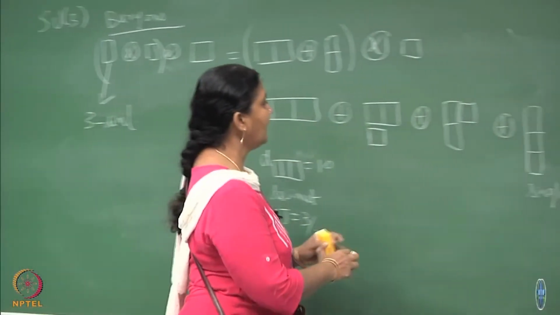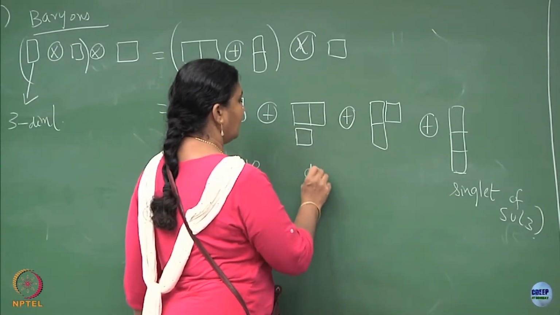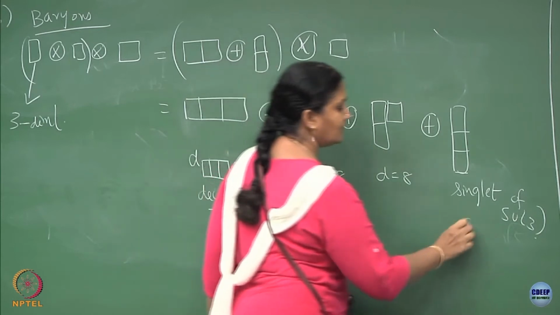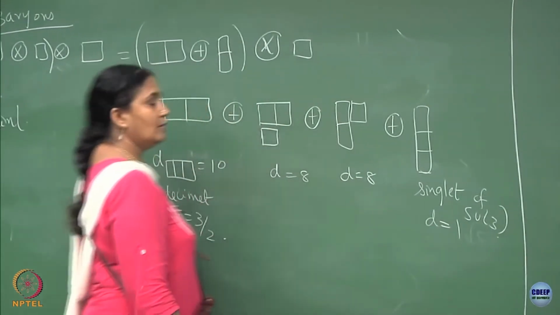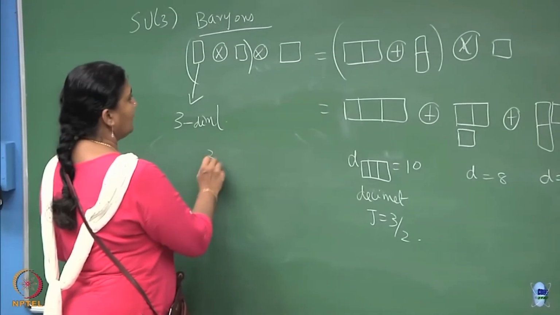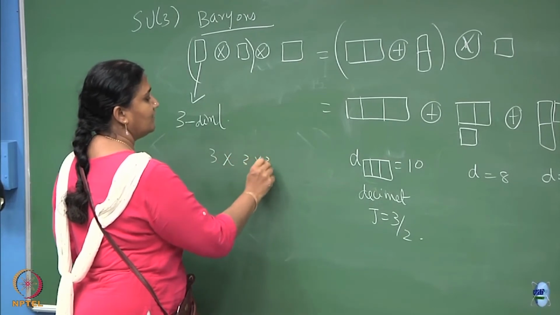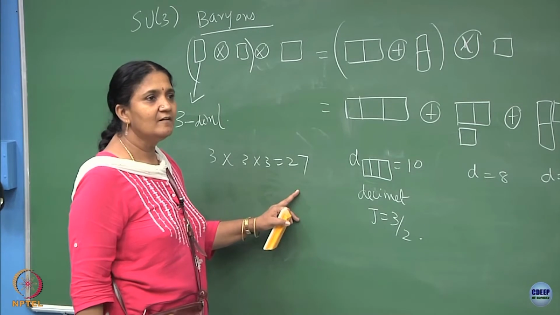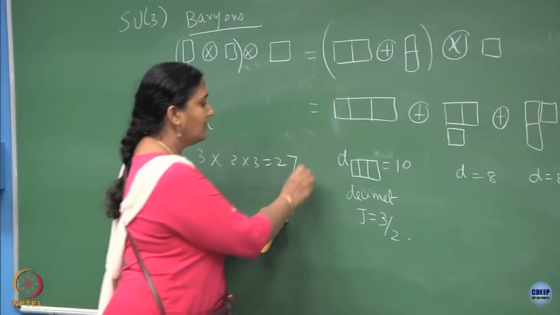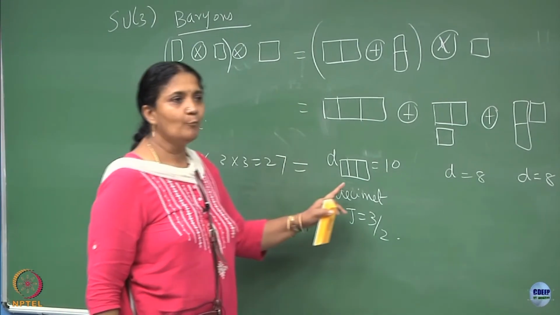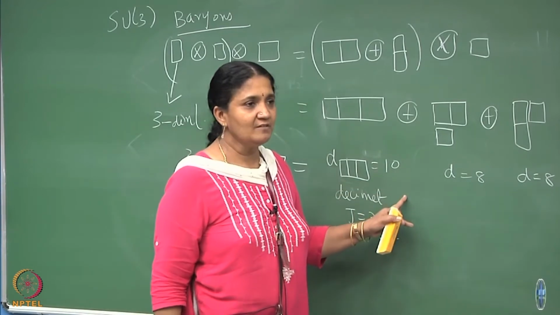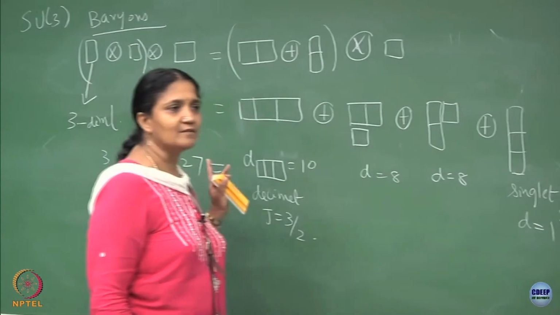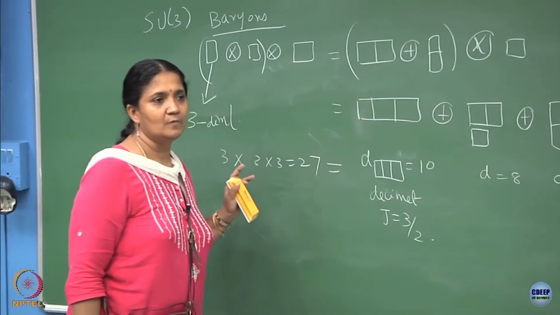We worked out the dimensions of them, and as I said this one is d equal to 8, this one also d equal to 8 and this one is d equal to 1, and you have 3 into 3 into 3 which is 27. 27 is a reducible representation that is decomposed into irreducible components 10 plus 8 plus 8 plus 1 which adds up to 27. Clear?